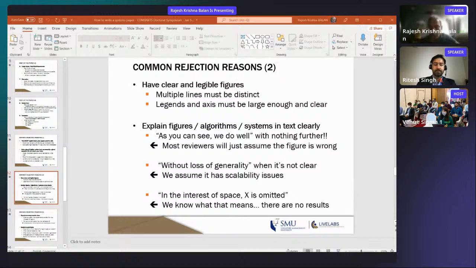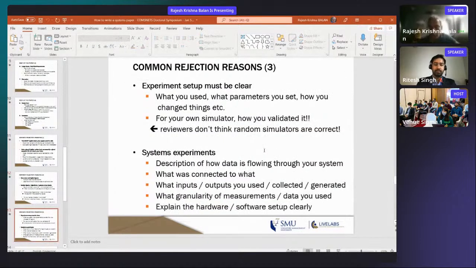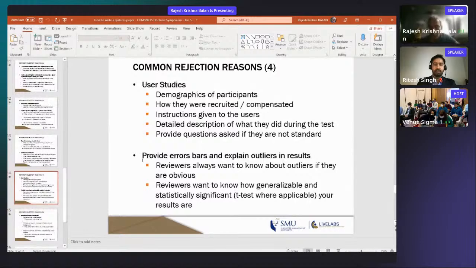But if you're telling us about it but not putting it in, what's the point, right? Reviewers kind of understand this as well. Experimental setup must be clear. I've already mentioned this. Systems experiments need to be clear as well. You can go read this later. The slides will be provided to you, right?